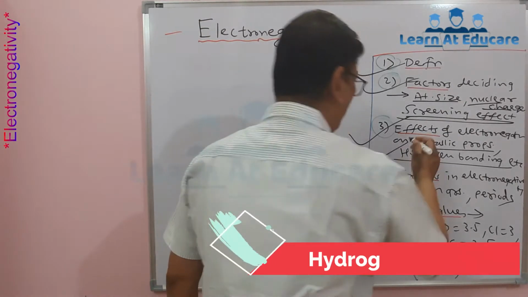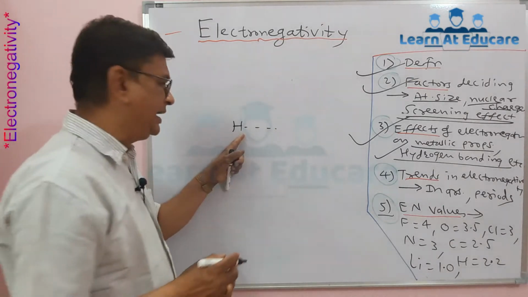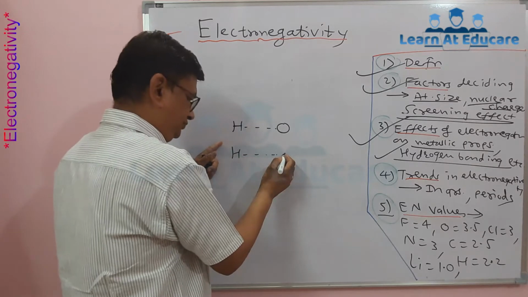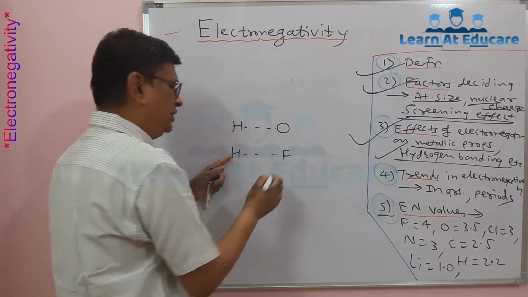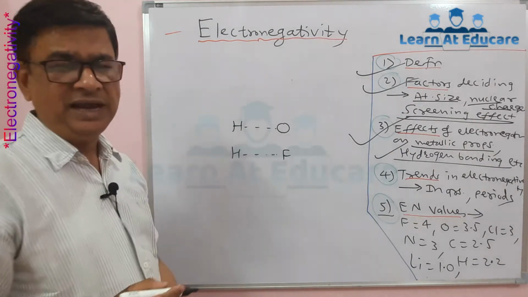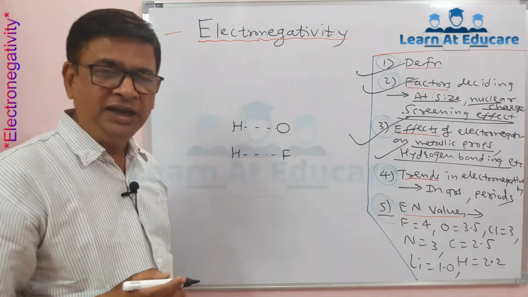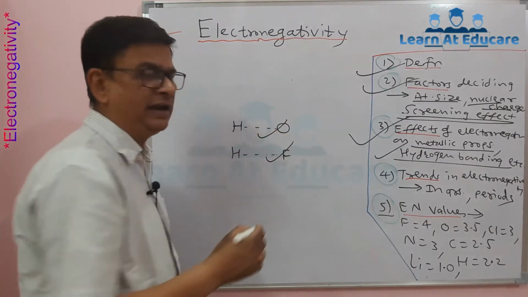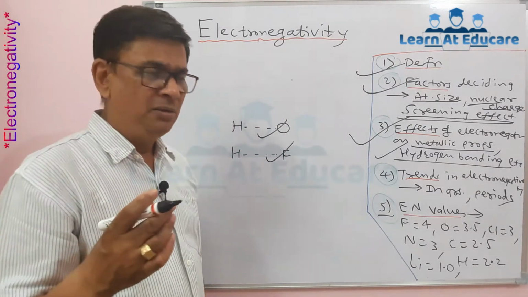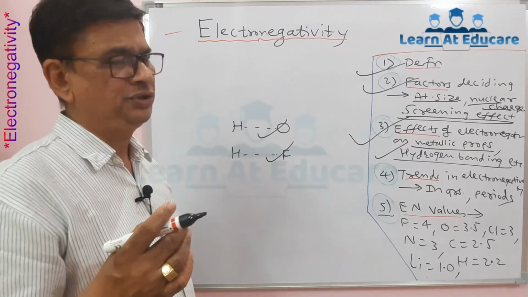Then hydrogen bonding. Hydrogen bonding is a partial bond between hydrogen of one molecule and a highly electronegative atom of another molecule, like oxygen or a halogen like fluorine. The simplest examples are compounds like alcohols, or even water, which contain hydrogen bonding.